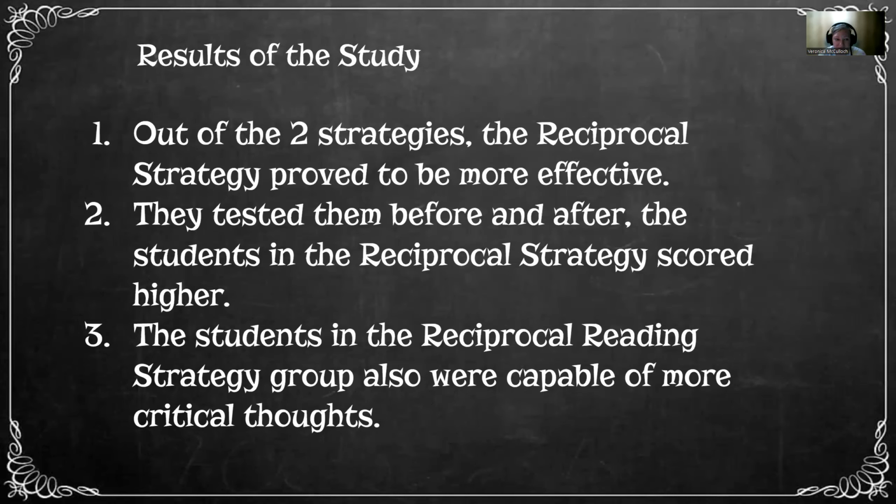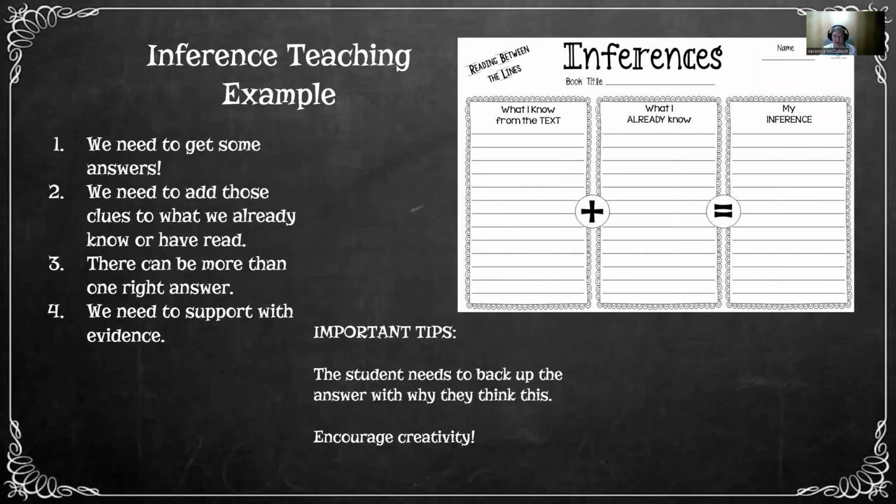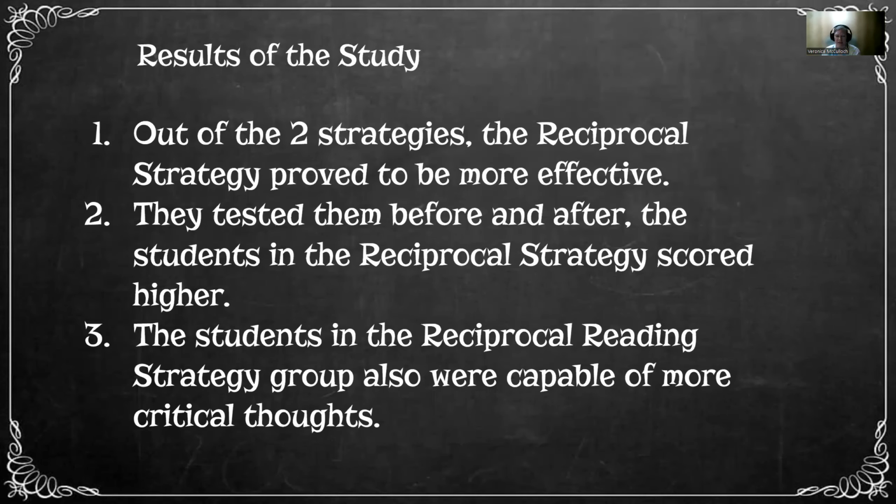The results of this study: out of the two strategies used, the reciprocal strategy proved to be more effective. And as you saw, there are a lot more steps there. They have to predict, read, clarify, ask questions, and discuss, and then sum it up. So it's a lot more complicated and complex. They tested them before and after, and the students in the reciprocal strategy group scored higher. And the students in the reciprocal reading strategy group also were capable of more critical thought.